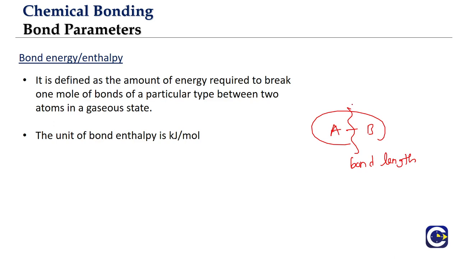So if you want to break the bond and throw them away, it means what? We will have to supply energy. How much energy we have to supply will depend upon the strength of the bond. The bond enthalpy or bond energy is defined as the amount of energy required to break 1 mole of bonds of a particular type between two atoms in gaseous state. So we will be measuring this value when the bonds are broken in the gaseous state.